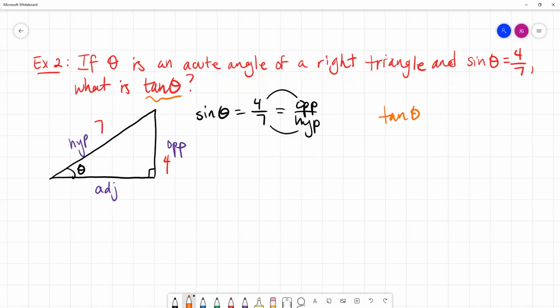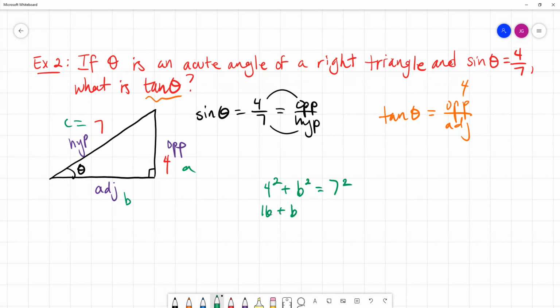Remember, our goal is to find tangent of theta. What is tangent of theta? Well, tangent of theta, from above, is the opposite over the adjacent. We know the opposite is 4. We don't know the adjacent. How can we find that? Using the Pythagorean theorem. I know that my 7 is my C because that's my hypotenuse, and C is always the hypotenuse. I can call 4 A or B, it doesn't matter. We'll just call it A for now, and so we're looking for B. So 4 squared plus B squared is equal to 7 squared. There's our equation.